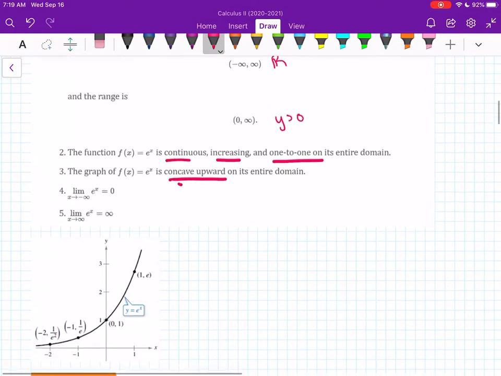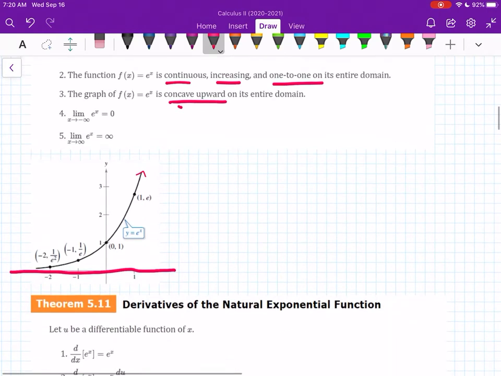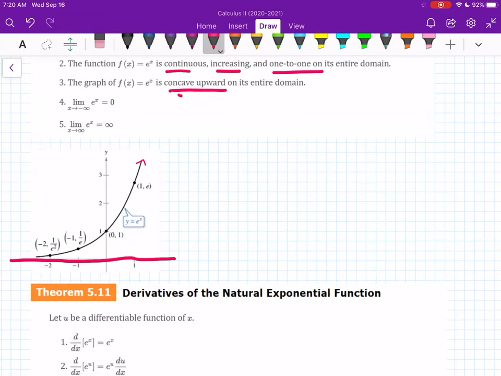If we look at the graph, we see that the limit as x goes to negative infinity is 0, so it has the x-axis as an asymptote, and it goes to infinity as x goes to infinity. The graph here has 4 key points that are helpful when graphing transformations of e to the x.